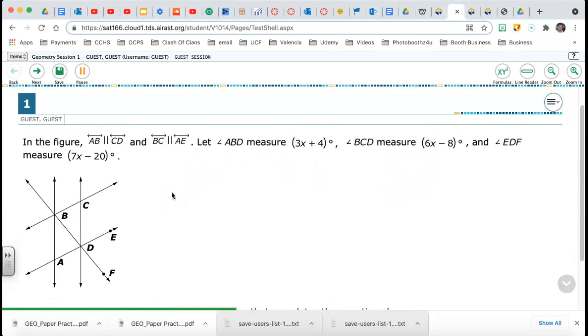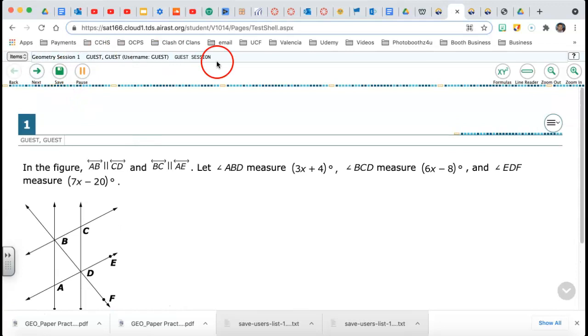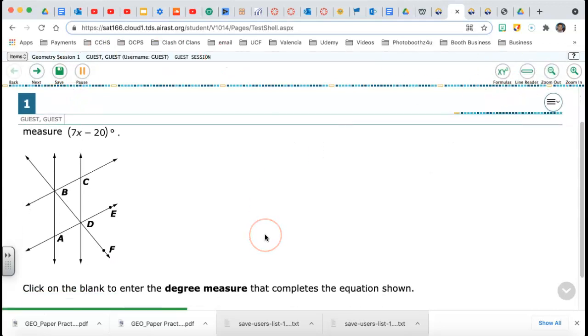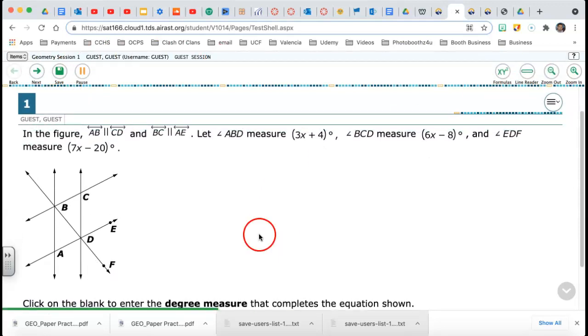Question number 1. Again, you have tools on the top. In the figure, we have a diagram here. They're saying AB parallel to CD, and BC parallel to AE. All right, all those lines are parallel. The only one that is not parallel is this one. All right, so let's see.